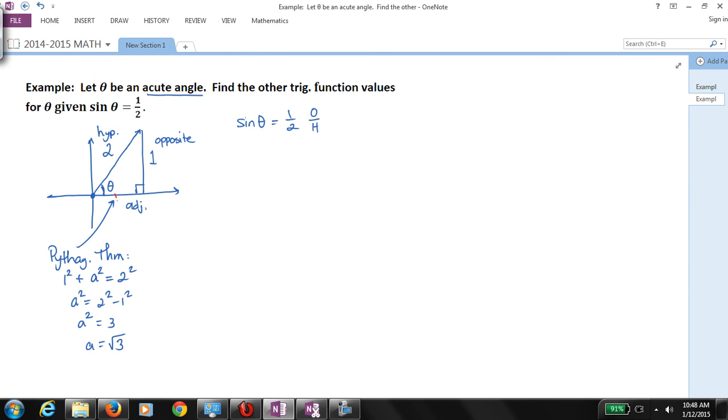Now that you pretty much have the picture completed, it just becomes like the other example. Find the other ones. The easiest one to find, even without having to draw this picture, is cosecant of theta. Because we know that it's the inverse of sine, so just flip that 2 over 1, which is 2.